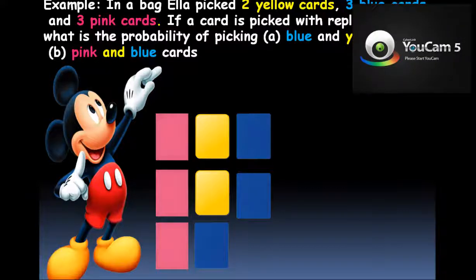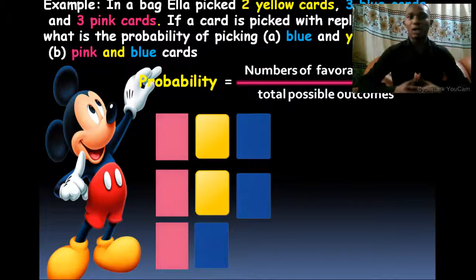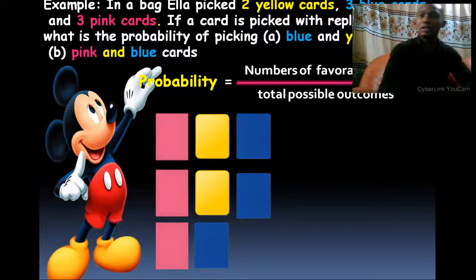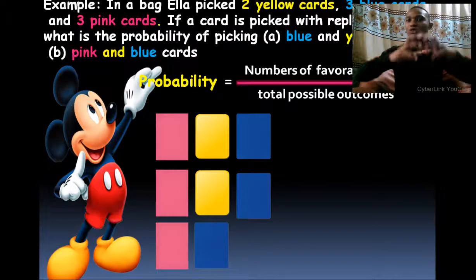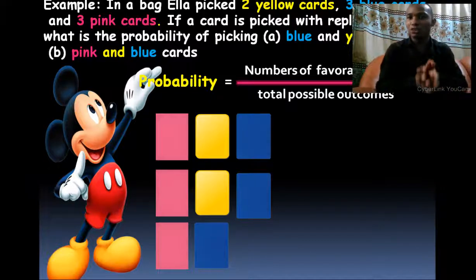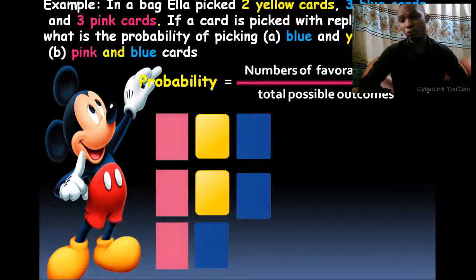Now let's go to the first one. Probability of picking a blue and a yellow card. We have the formula: number of favorable outcomes divided by the total possible outcomes. The total possible outcomes is the total cards we have on the screen. We have 3 pink cards plus 2 yellow cards, that's 5, plus 3 blue cards, that's 8. Then the total possible outcomes is 8.